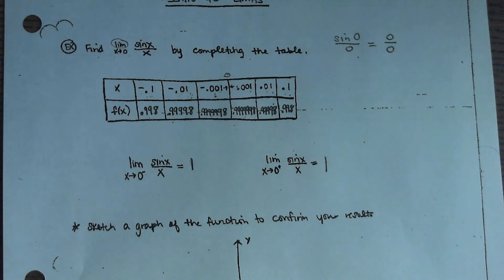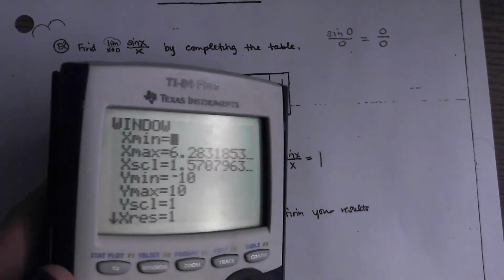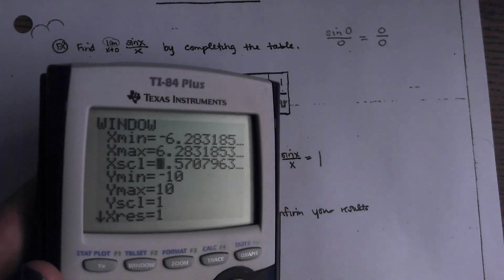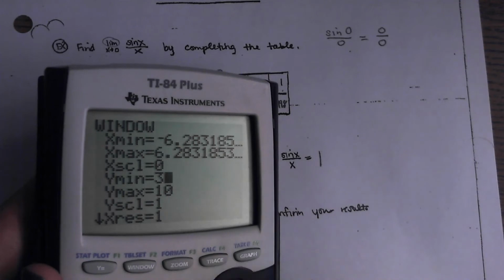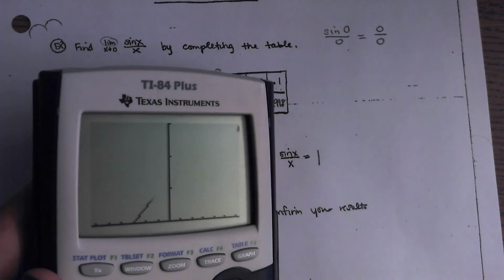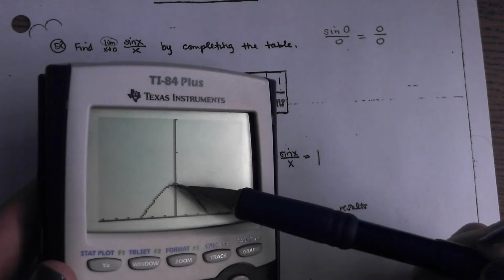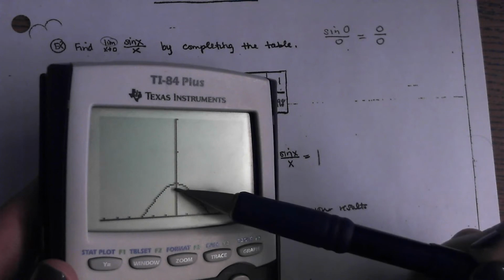Now I will show you a graph of this function, the sine of x over x, just to make sense of it all. I'll do my window from negative 2 pi to 2 pi and a y value of, I think just because I know what it's going to look like, 0 to 3 will be plenty. So this is what that graph looks like. Now, you guys can't tell because your graph doesn't do a very great job of showing holes, but there's a hole right there at 1.